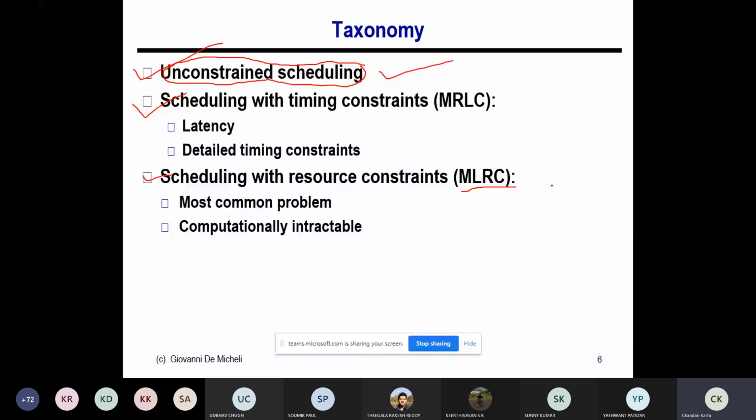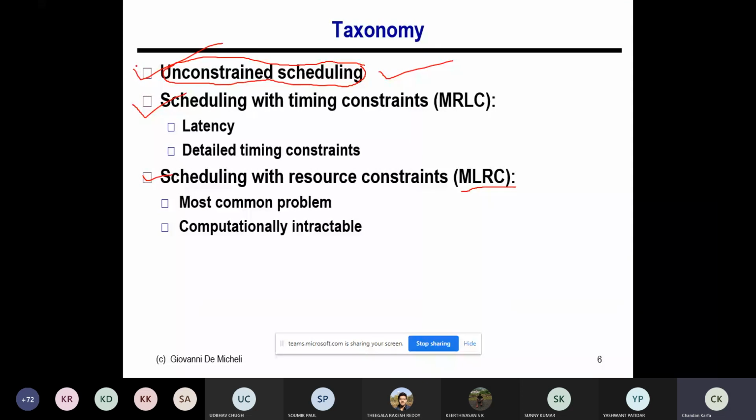Your objective or goal is basically to minimize the latency, and your resource is given. You cannot utilize more resource than the given resource. What you can do is give me the solution that takes the fewest time steps. Okay, so those are the three categories of scheduling problem in general. Obviously we'll take 4-5 classes to cover all those algorithms. Today we'll take the simplest one, the unconstrained scheduling.